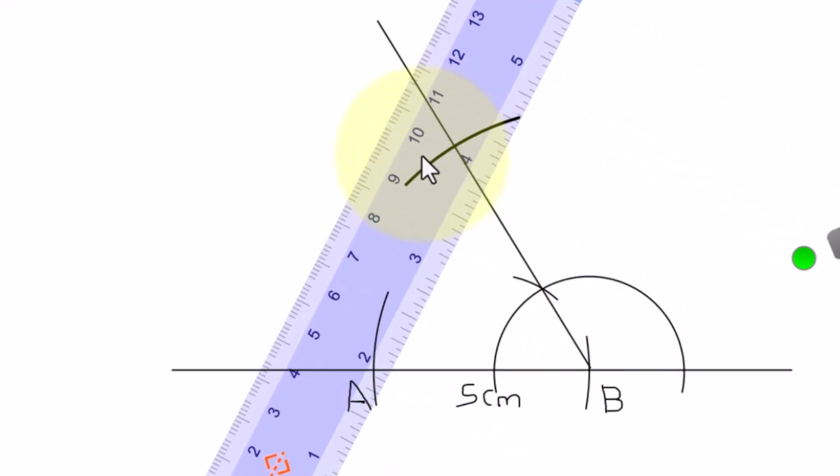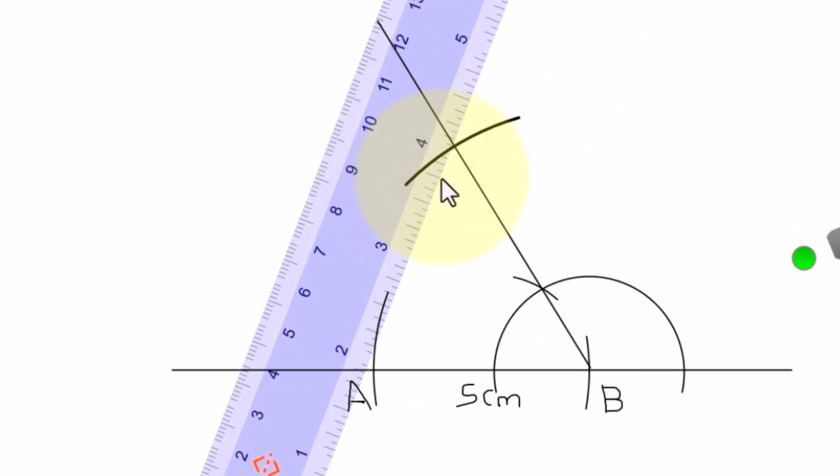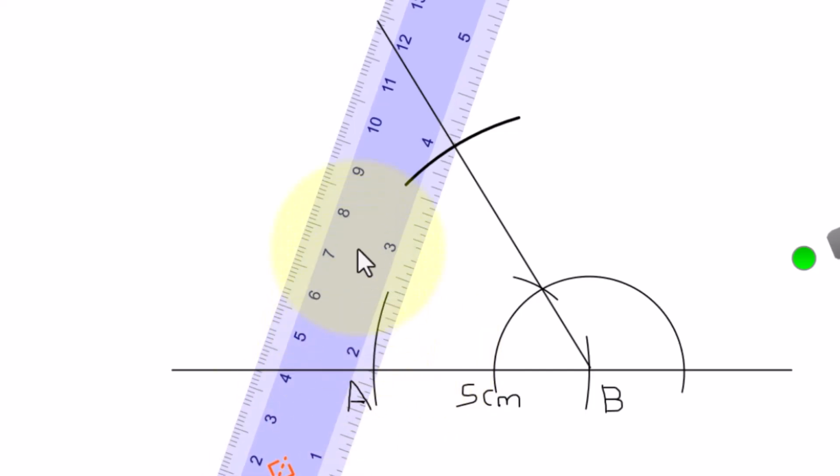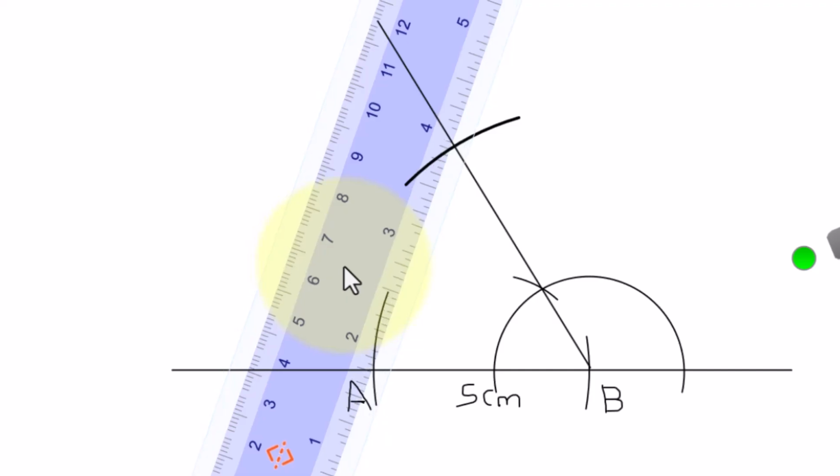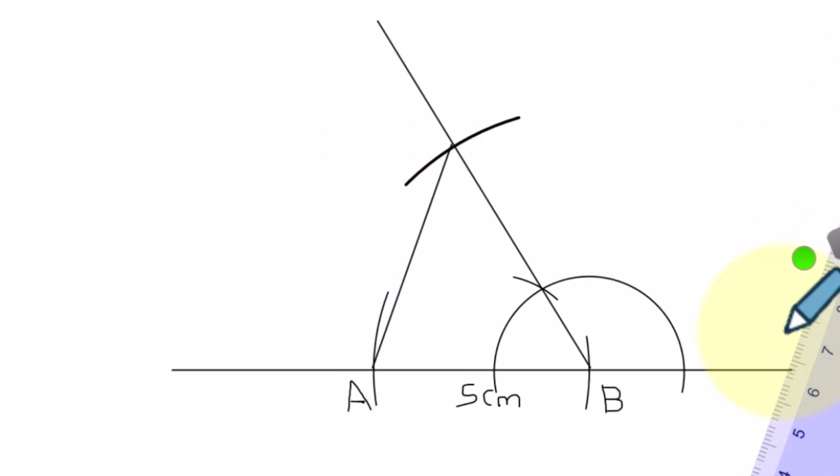Take your ruler, join this place to A. Just join it carefully, and that is that. That is your construction. Okay, let me position my ruler very well. I think I've gotten it now. Get your pencil, join here to this place. So that is all. Then label this place C. So this is my triangle A, B, C.